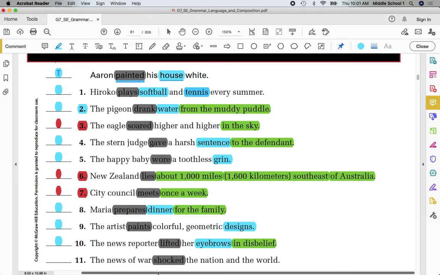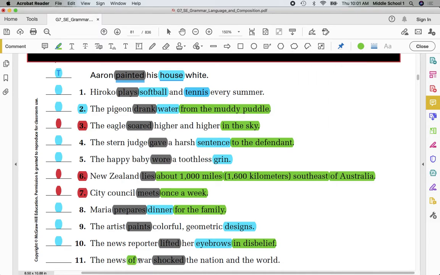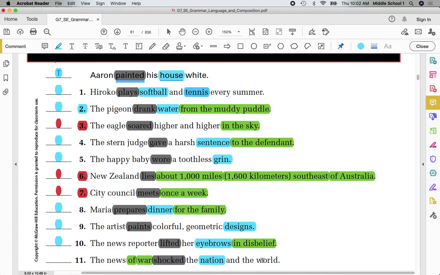11. The news of war shocked the nation and the world. Now, I'm looking to find prepositional phrases. So, here's a prepositional phrase. The news shocked what? Nation. The news shocked world. It has an object. It has two objects. Therefore, I call it transitive.